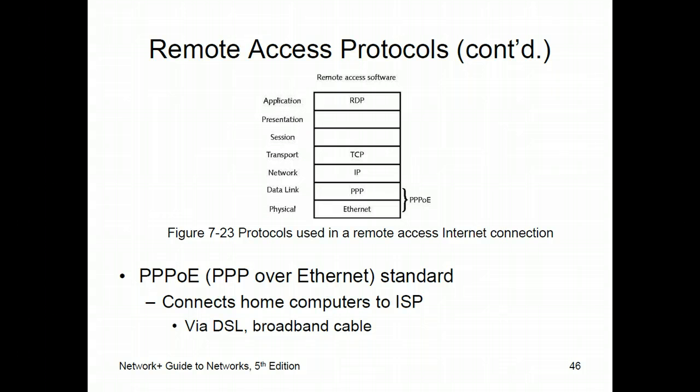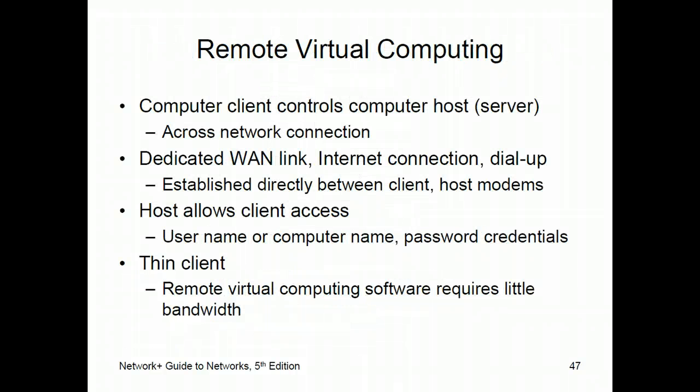It works on the OSI model on these layers here: the application layer, transport uses TCP, network IP, data link PPP, and physical layer, the Ethernet. All right? And PPPoE, Point-to-Point Protocol over Ethernet, basically all it does on this standard, and it's on the data link layer, is connect home computers to the ISP through a DSL modem or your broadband connection, or even maybe, if you're from the Chicago area, the one I mentioned earlier, the Clearcom mobile connection.